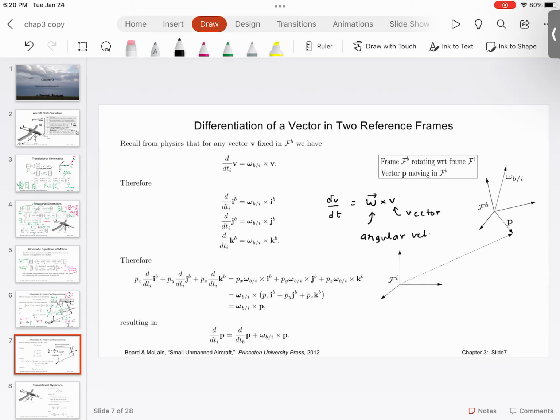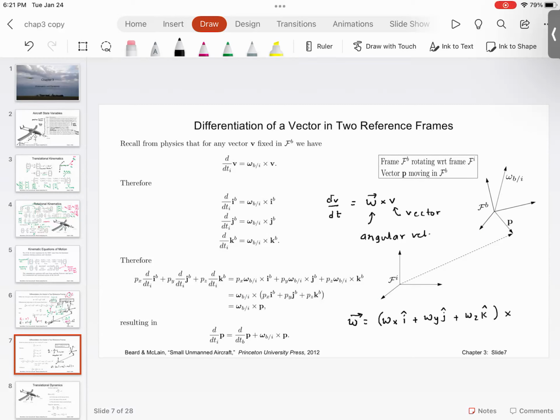Now I need to be super careful here. This omega, if I were to write this down, is omega x i plus omega y j plus omega z k. So omega x is the angular velocity about the x-axis, omega y is the angular velocity about the y-axis, and omega z is the angular velocity about the z-axis. And what I need to do is cross it with the vector.